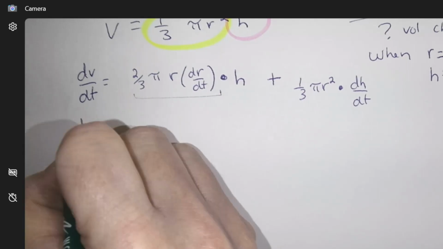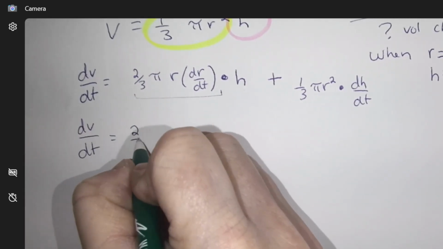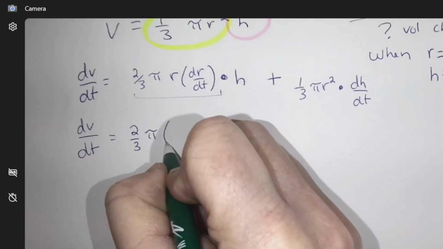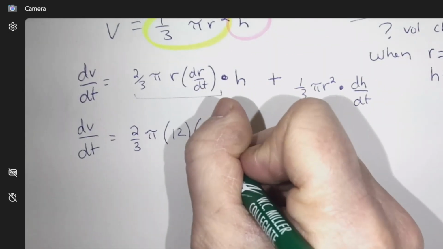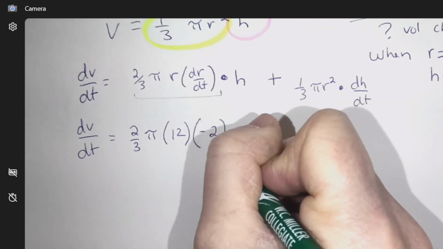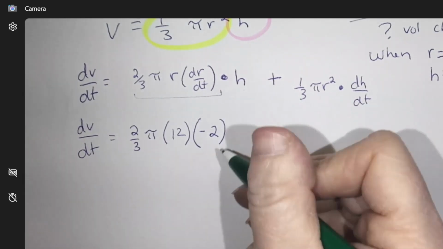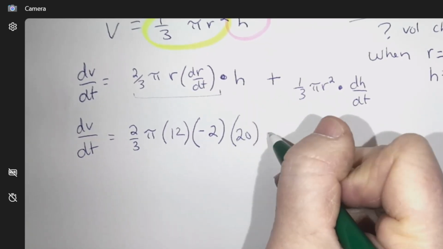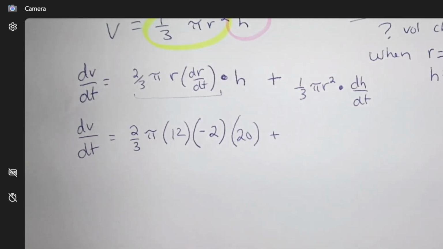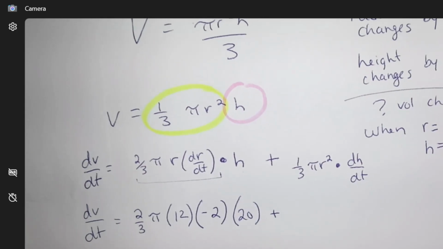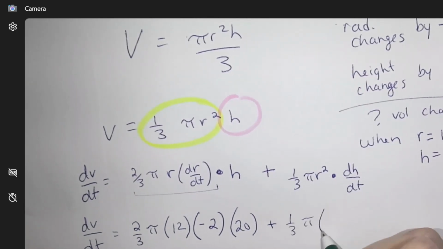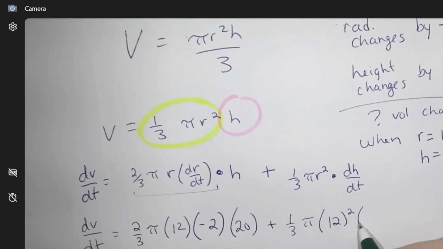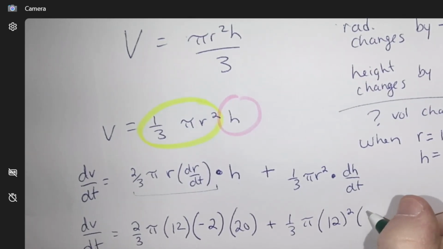Okay, so I'm trying to figure out the change in the volume. So I knew radius was 12. The change in the radius is -2. Height 20. I'm plugging in all the stuff that I gave you. 1/3 pi, so the R is 12. The change in the height is 5.